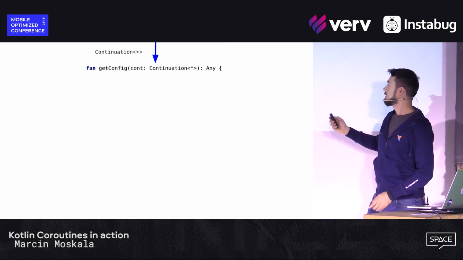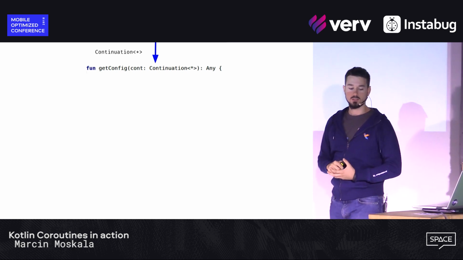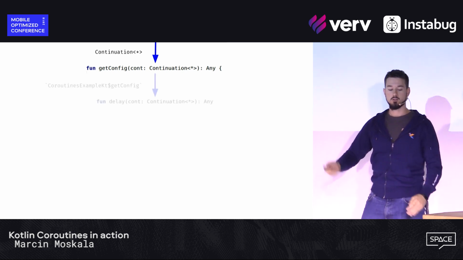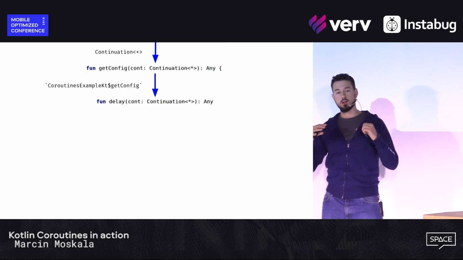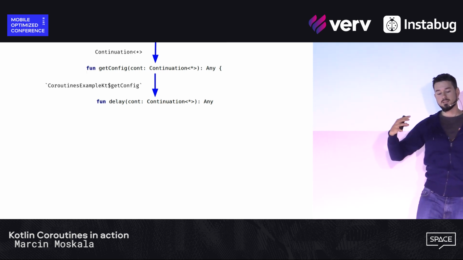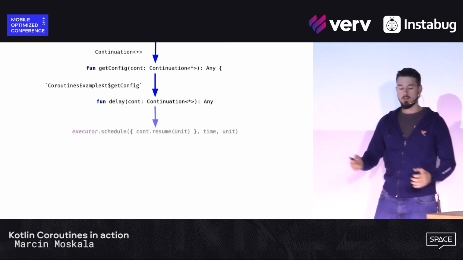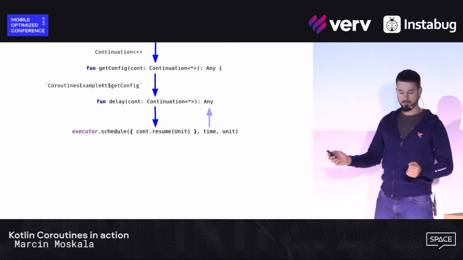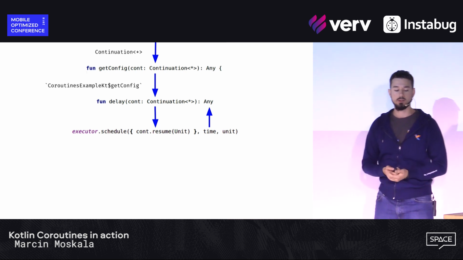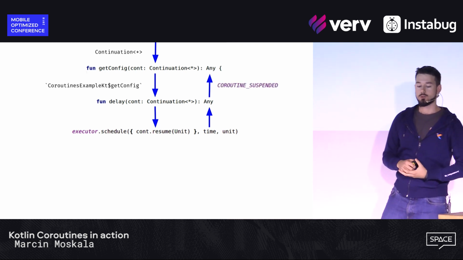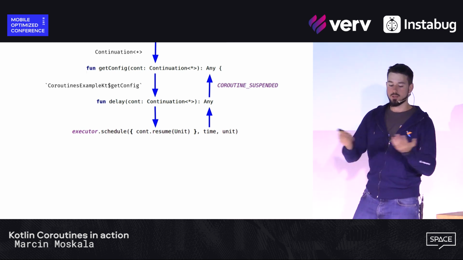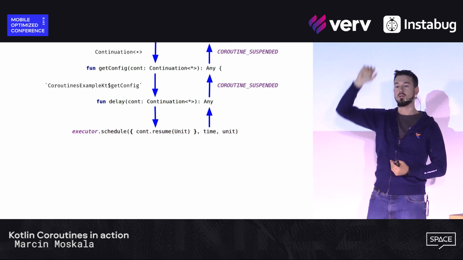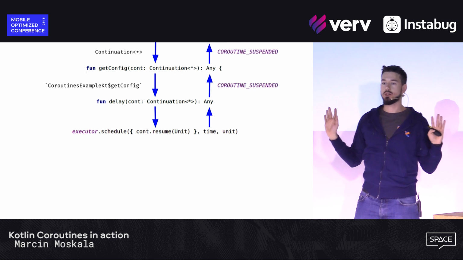So to visualize it in a diagram, it works like that. First we have some continuation passed into our getConfig. Then getConfig wraps it into its own continuation class and passes it into the delay function. Delay function schedules the continuation after a set amount of time and suspends the coroutine. So all that happened. It suspended the coroutine, so it returns coroutine suspended. We catch it, and we return coroutine suspended, and this way it's propagated until the top, until the coroutine builder, and it's done. This is where it ended.